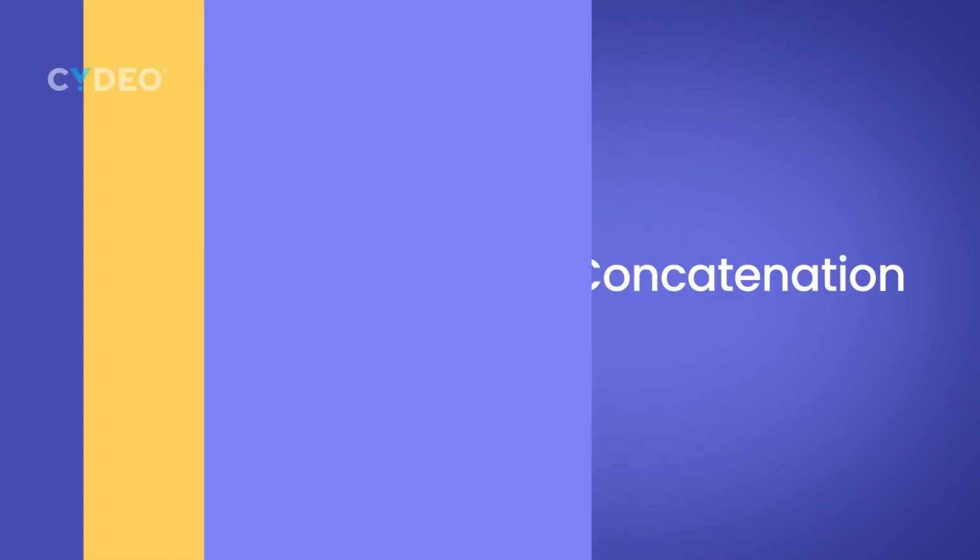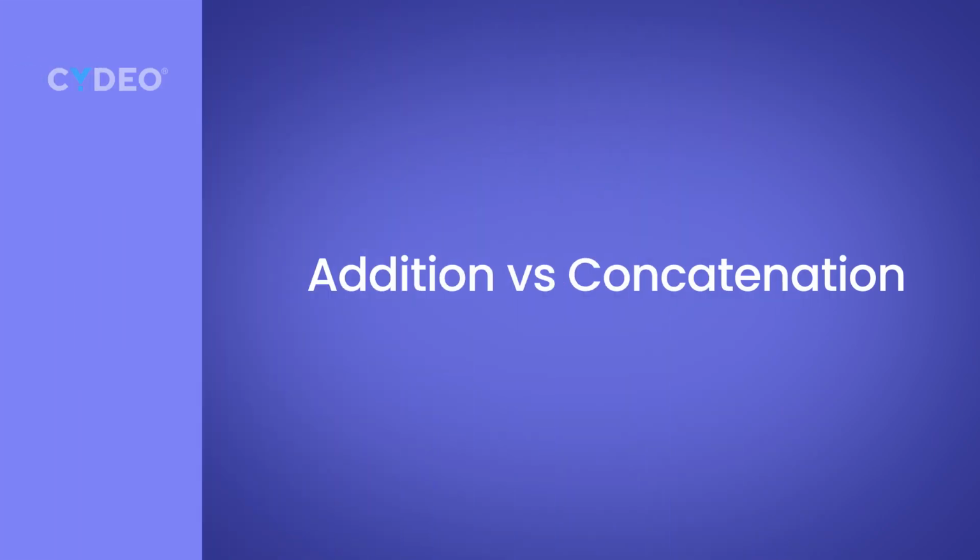Welcome everyone. So in the previous video, we talked about the arithmetic operators and we also did practices with those 5 arithmetic operators. So addition. The addition means the sum of 2 numbers.